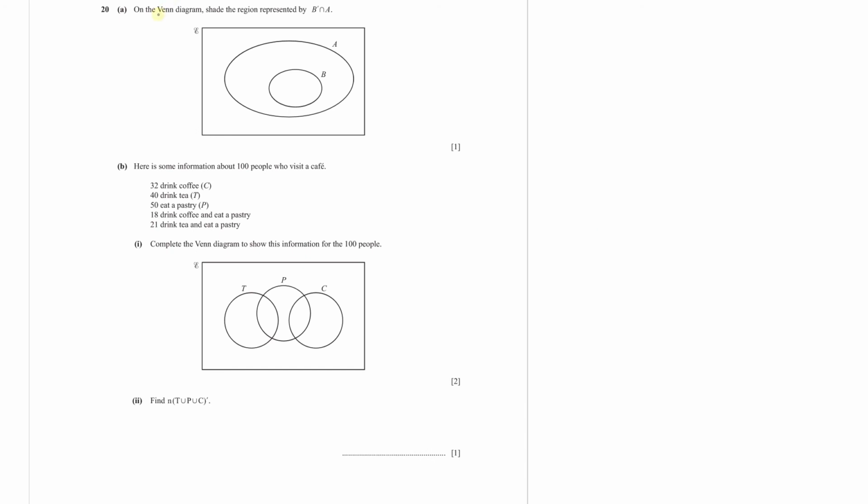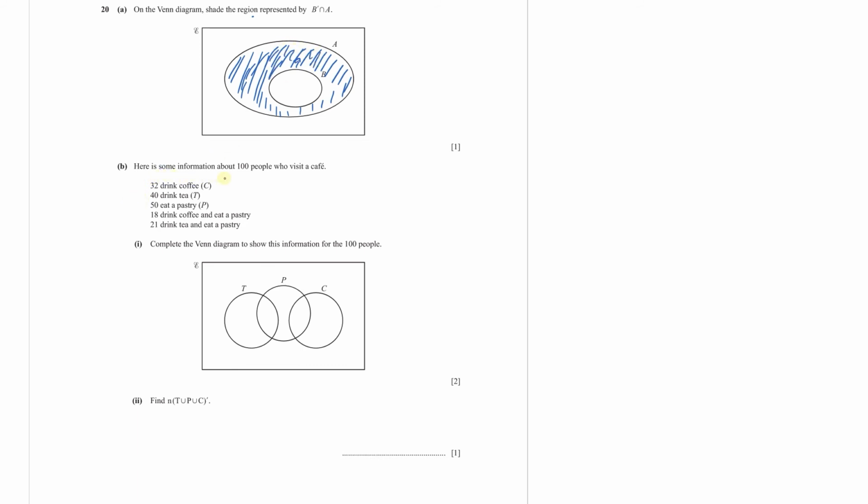The next question is, on the Venn diagram, shade the region represented by B complement intersection of A. So B complement will be everything outside of B, and everything outside of B is this region, but you have to find the intersection of that region with A. So this will be the only region that overlaps with A and B complement. So this will be the region that you will shade.